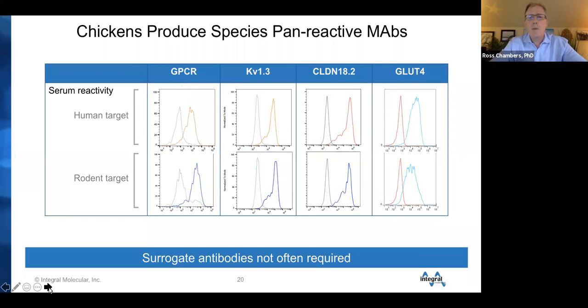Now, I mentioned an additional benefit is the ability to generate pan-reactive antibodies, and this is a feature that we often identify in our campaigns. Here again are 4 targets we've worked on recently, and we immunized with the human target, and we saw strong immune responses in the animals. But when we test that same serum on the rodent paralog, we see strong reactivity to the rodent version. So surrogate antibodies are often not required when using the chicken system.